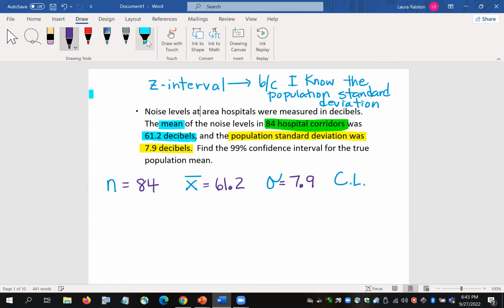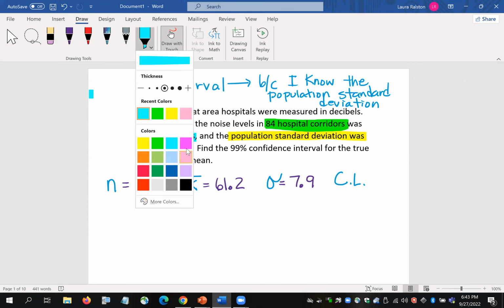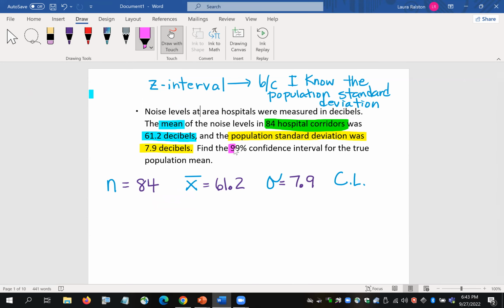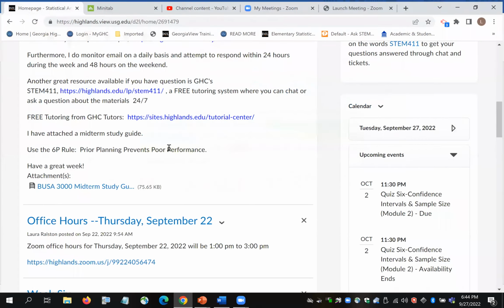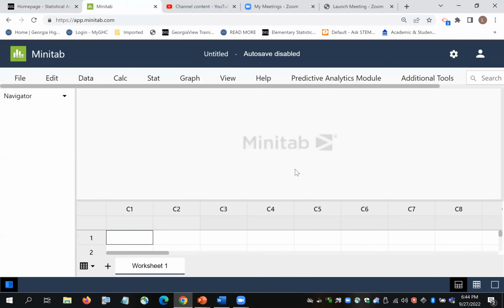So my sample mean is 61.2. And finally, I need to identify my confidence level, and it says find the 99% confidence level. So once I know these 4 things, which I have identified from the scenario, I am going to go out to Minitab to do the calculations. Minitab's going to do the rest of the work for me. Okay, so I'm going out to Minitab. Working through the steps, which are on slide 9.